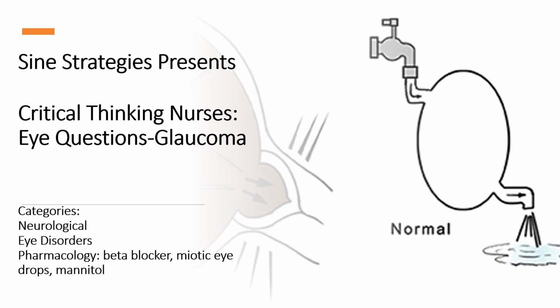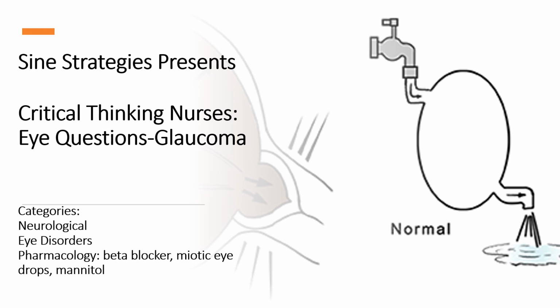If you need more information, you can usually find that under your neurological and/or eye disorder chapters in your nursing resources. We'll also hit some pharmacology in this video. We will discuss beta blockers, miotic eye drops, and the diuretic mannitol.